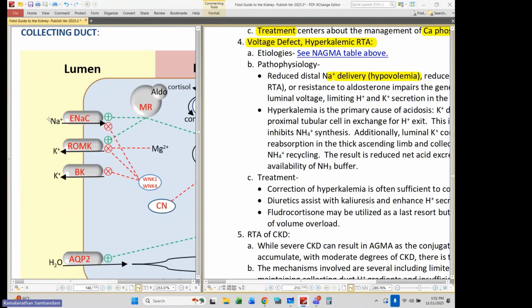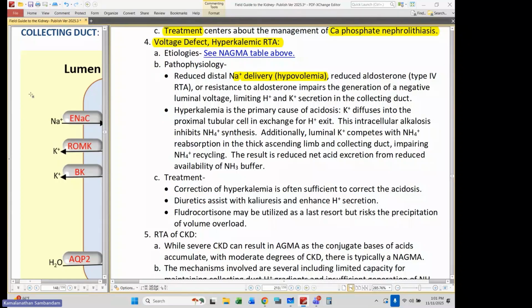And most commonly that's because of some problem with sodium reclamation. A reason I might have a problem with sodium reclamation is I just don't deliver enough sodium to this segment of the nephron because the patient has renal insufficiency or profound heart failure or profound cirrhosis, and they don't deliver much sodium to this segment of the nephron. Low aldo from any cause, the most common of which is the classic type 4 RTA, which is typically hyporeninemic hypoaldosteronism. I might have aldosterone resistance.